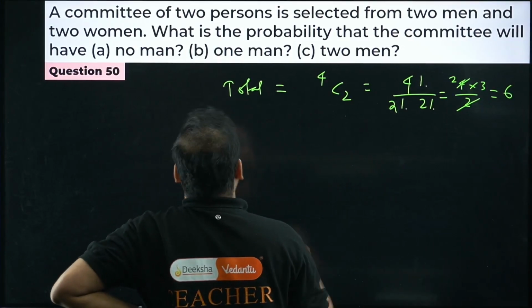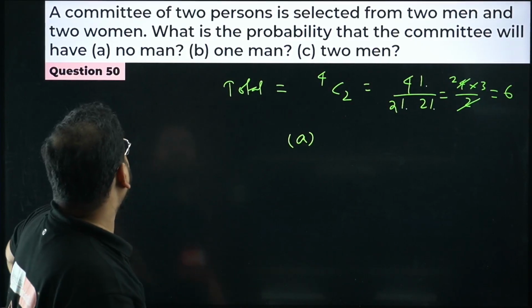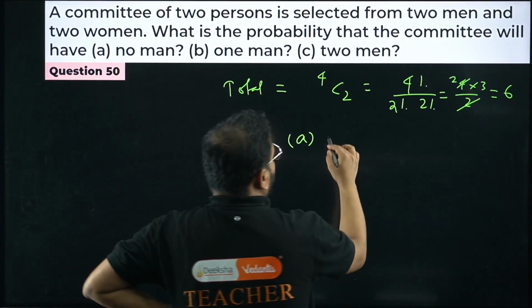Let's solve the questions now. First part, what are they asking? Probability that the committee will have no man. No man.